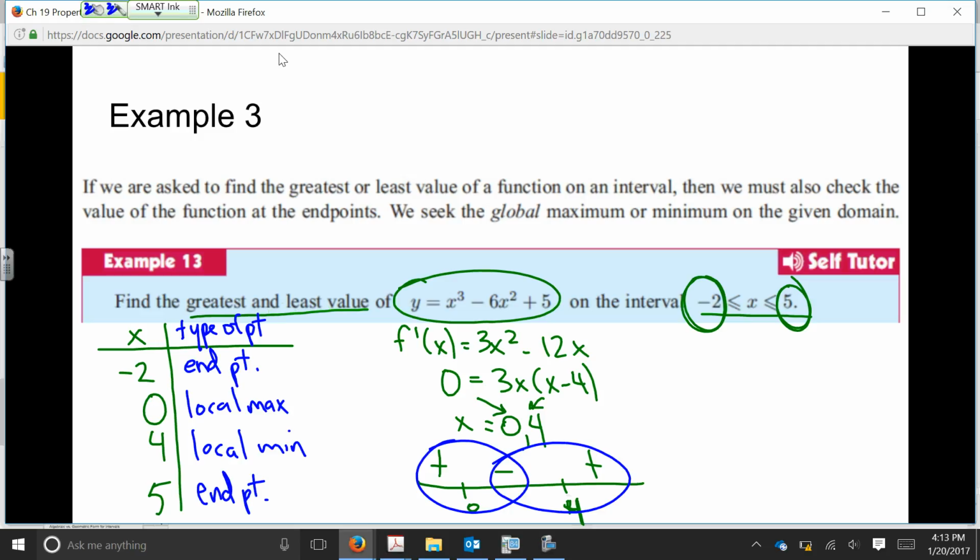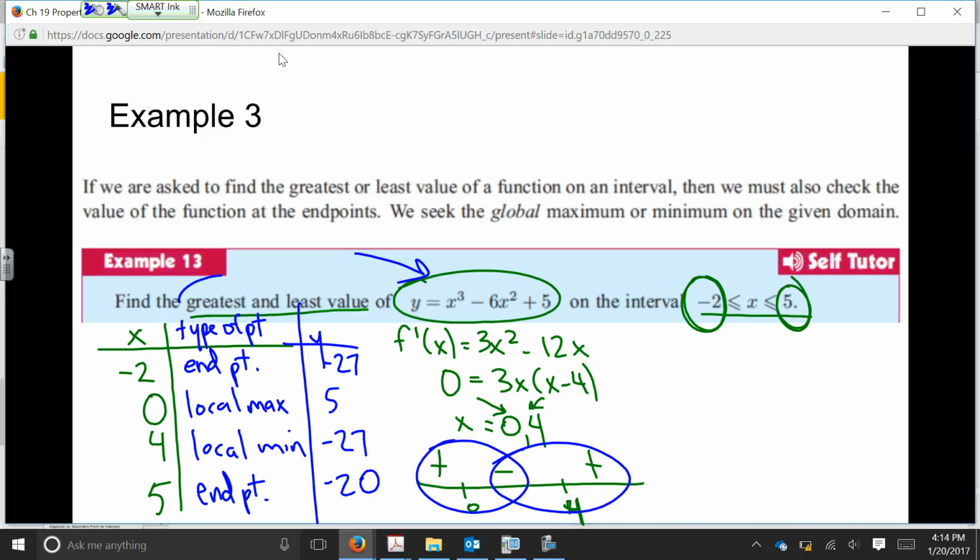Okay. So now I need the y value that goes with each one of these, and I get that by plugging into the original function. So at -2, I have -27. At 0, I have 5. At 4, I have -27. And at 5, I have -20.